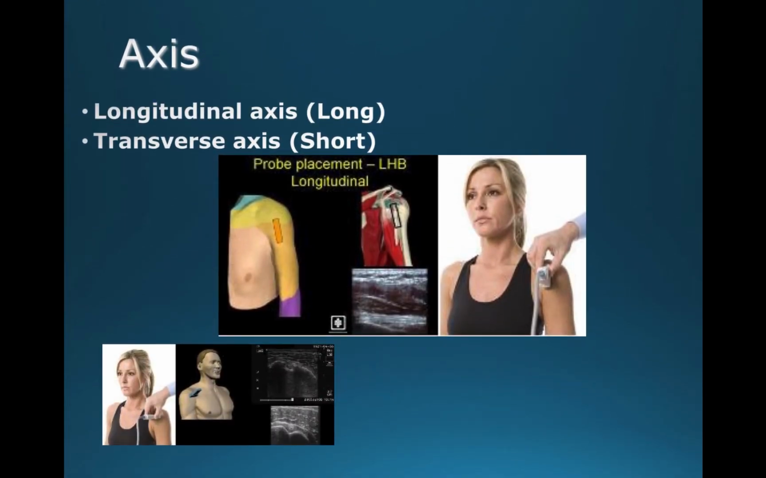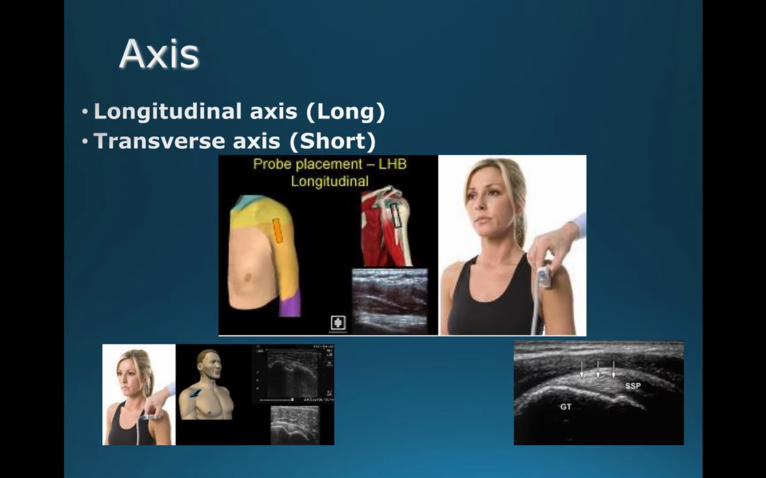So just a quick review on axis. I'm sure most of you are already aware of this. Longitudinal axis is long axis to the tendon. This is in regards to the biceps tendon in the shoulder, right here. This is long axis. In relation to short axis, right here. So here's a short axis view, and then a long axis view of the tendon right there. This is the supraspinatus tendon.